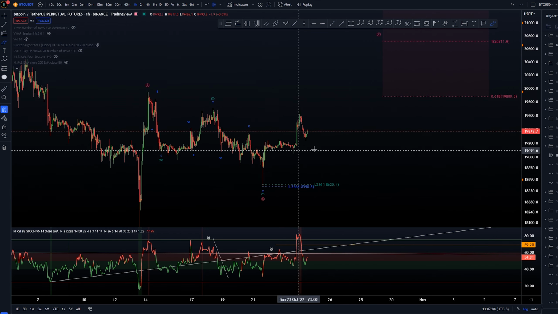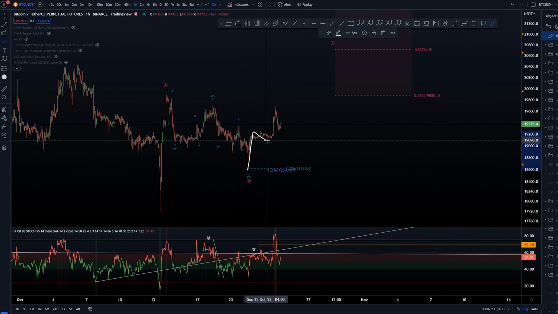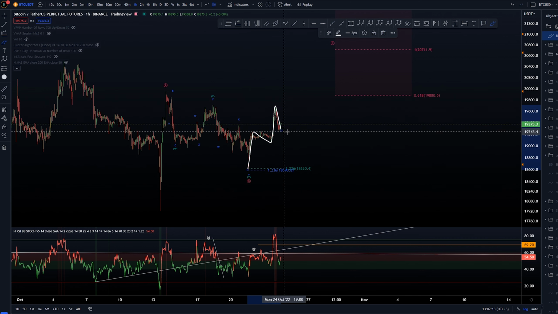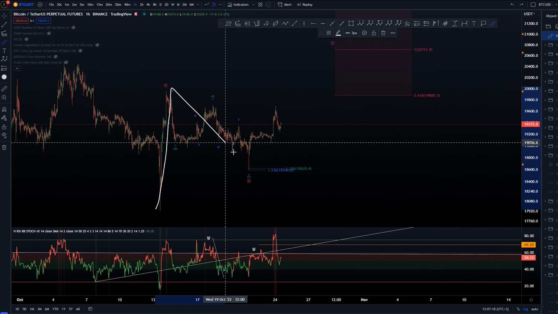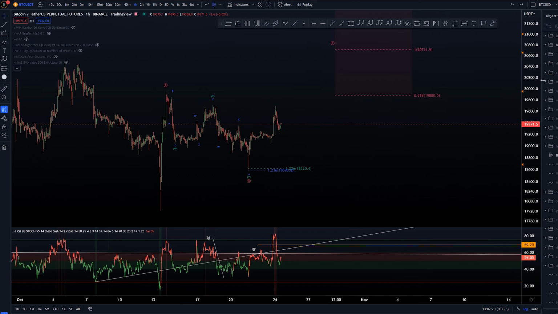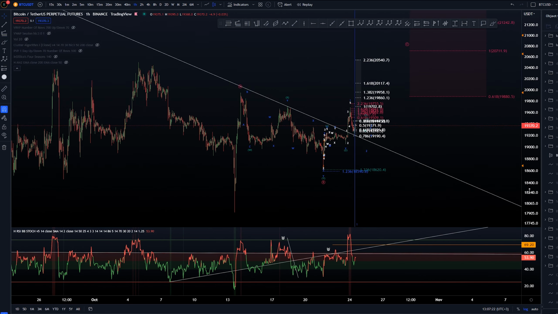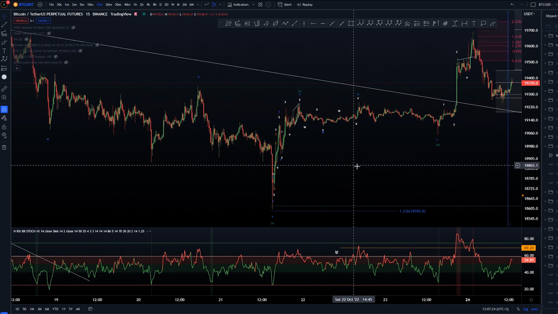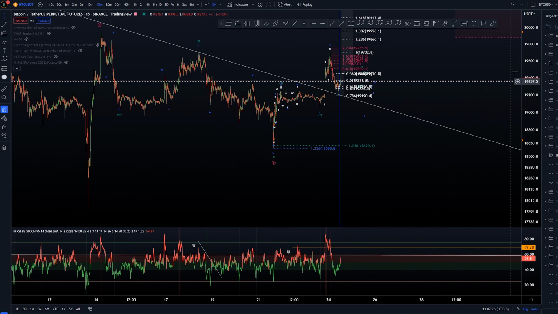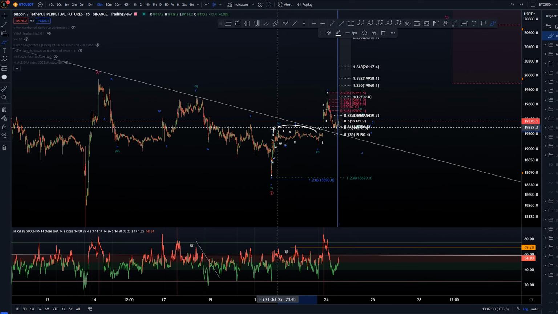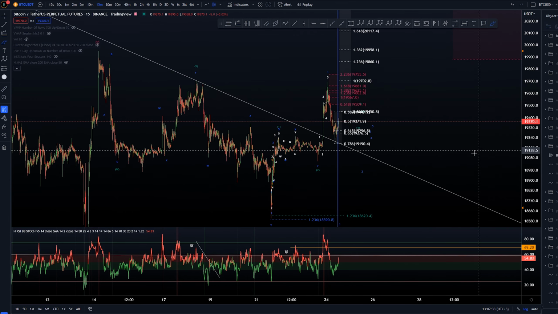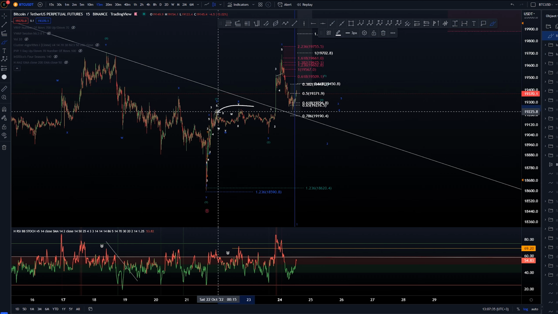Now, at this very moment, I do think that we have had this as a 1-2, a 1-2. That is at least what fits into this idea where we have this as an ABC. And this would be the count here. Let's zoom in a bit. So again, here we would have this as a 1-2.